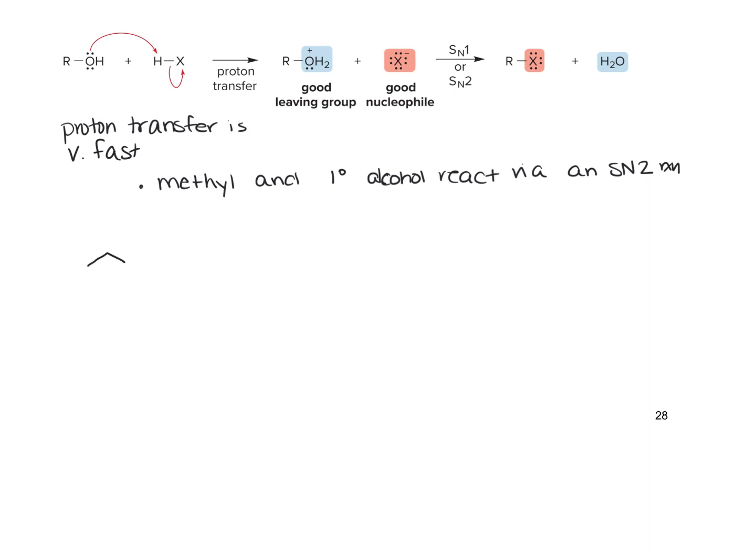So we have our happy primary alcohol, and we are going to add HBr for this. The first step is a proton transfer, where the electrons on the oxygen come out and grab the proton, and then these electrons go onto the bromine. When this occurs, we end up with that protonated alcohol, and then a really good nucleophile here is our bromine.